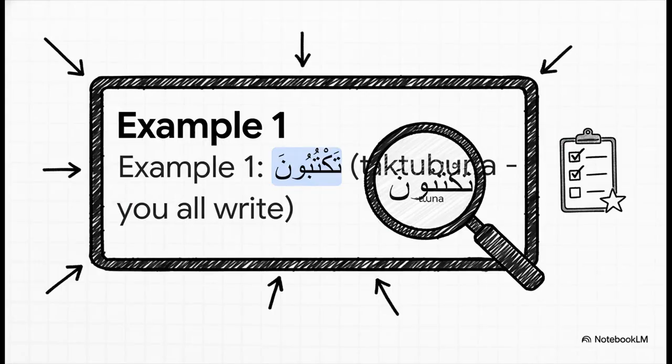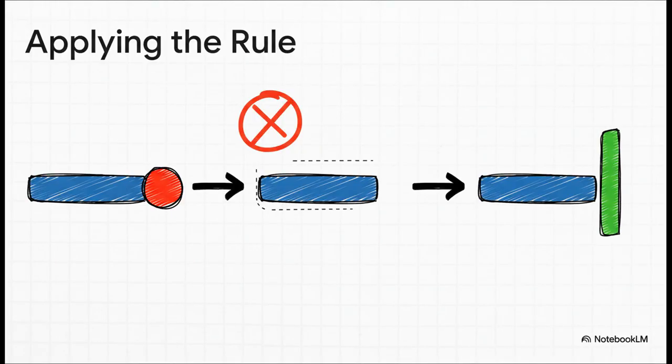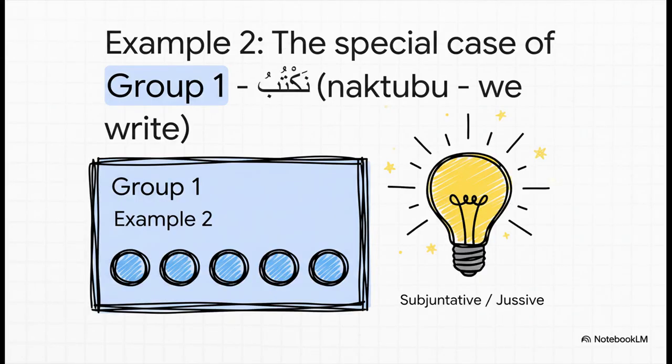Okay, let's test this out with a real example. Let's take the verb taktubuna, which means you all write. First things first, we just need to figure out which of our 5 groups it belongs to. All right, well, it ends in una, right? So that makes it a textbook group 3 verb. And what's the rule for group 3? It's super simple. Drop the final n and add an aleph for spelling purposes. So taktubuna becomes taktubu. And boom, just like that, you've got the subjunctive and the jussive form. 0 memorization required.